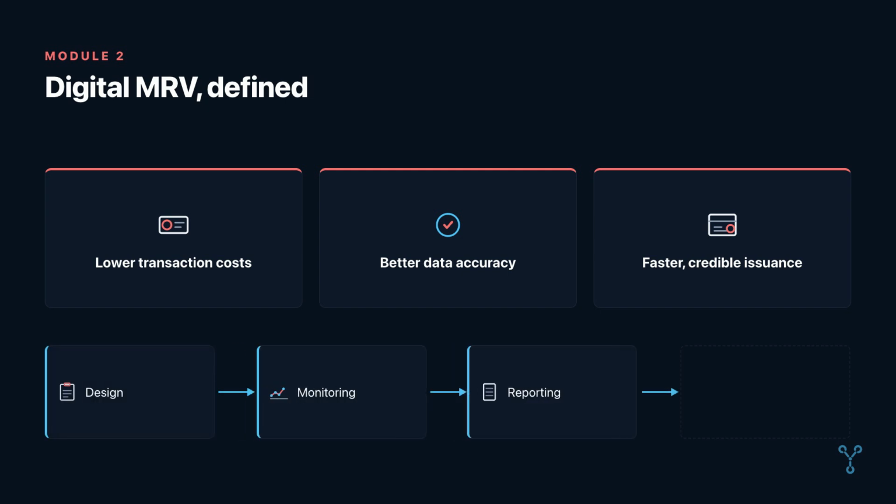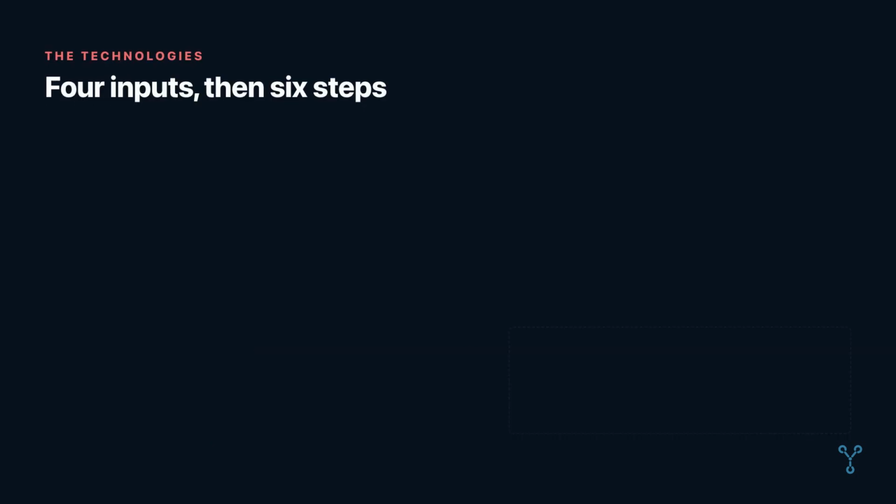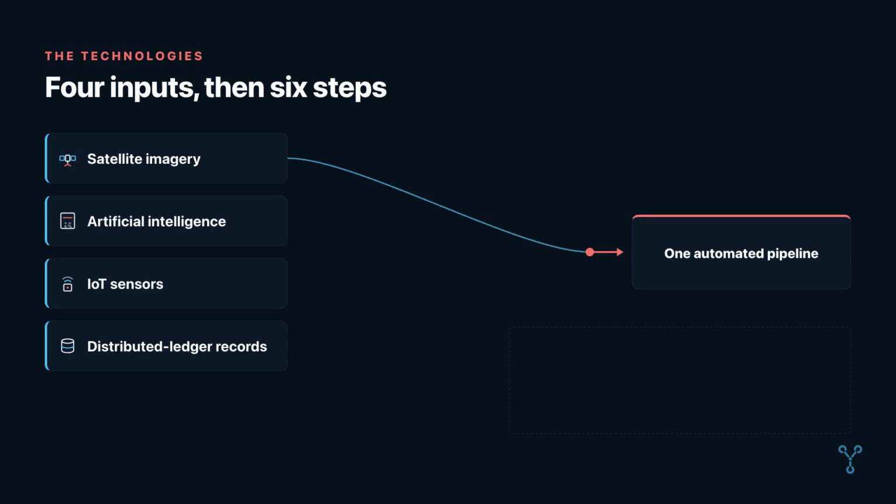It changes how we work throughout the carbon project lifecycle. A lifecycle is the series of stages a project goes through from start to finish. Digital MRV makes each stage more efficient. Digital MRV combines several modern technologies. It uses satellite imagery to observe land areas from space. It uses artificial intelligence to process large amounts of data quickly.